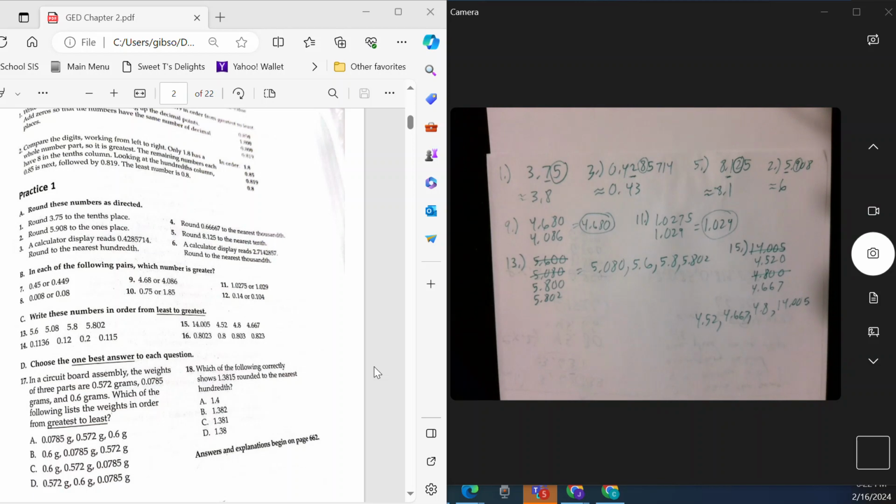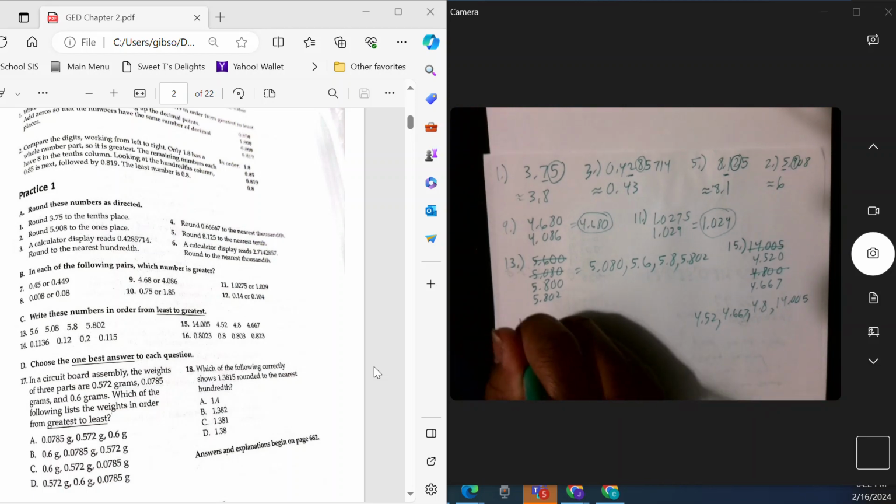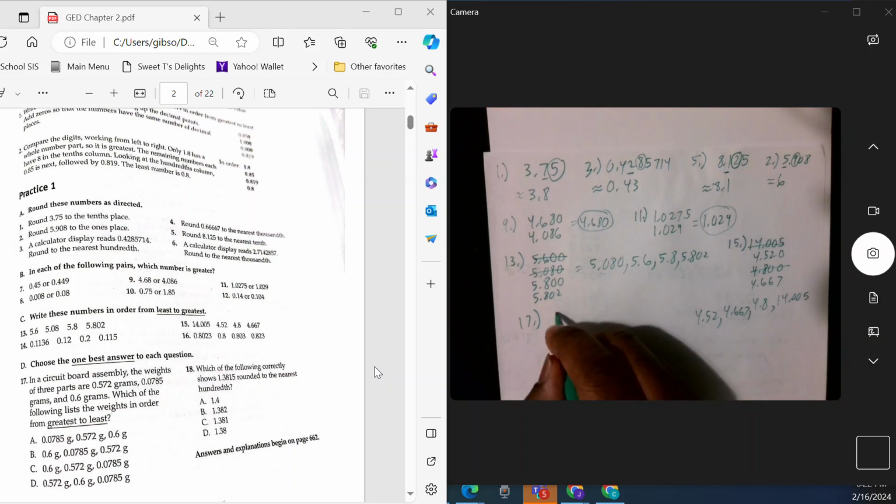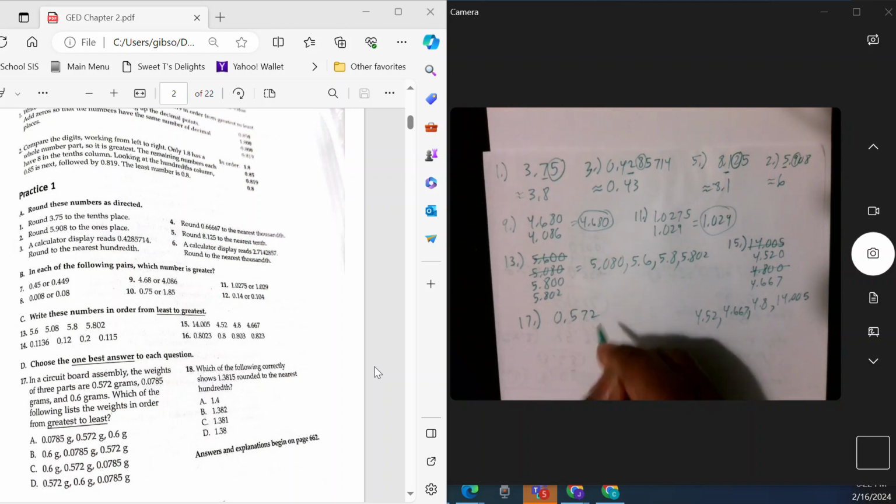Okay, now our last problem. Let's look at 17. Problem 17, it says in a circuit board assembly, the weights of three parts are 0.52 grams, 0.0785 grams, and 0.6 grams. Which of the following lists the weights in order from greatest to least? So we can line this up. 0.572, 0.0785, and then 0.6.